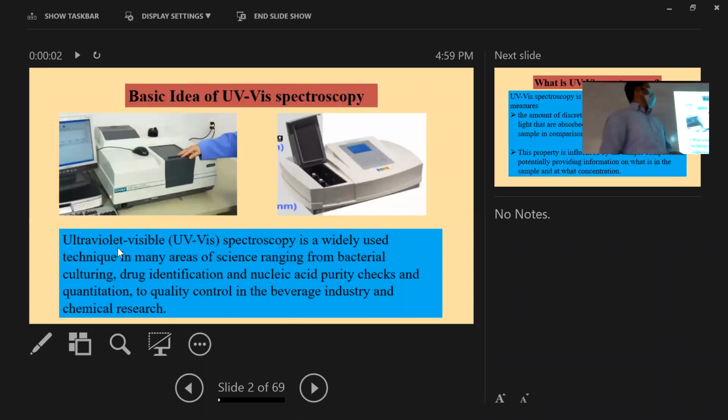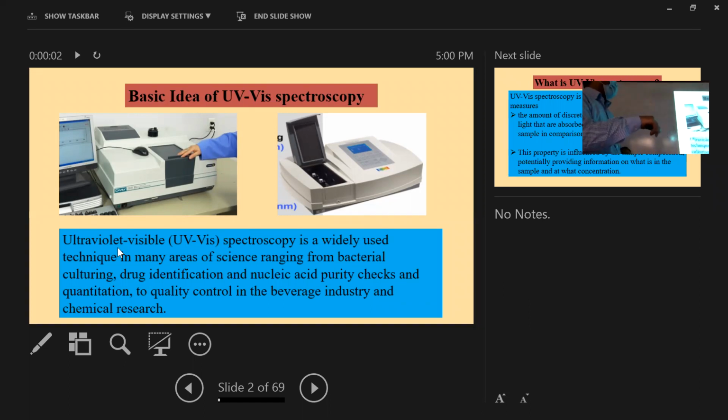Okay, here you can see the basic idea of a spectroscopy. This is an instrument. Actually, we use these types of instrument. Inside, we have several things. We have some cells, some source of light, some detector. We will discuss everything in detail. So, these are some photos you can see. But what does it mean?